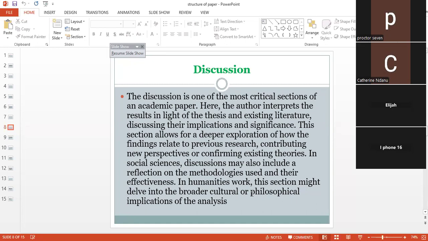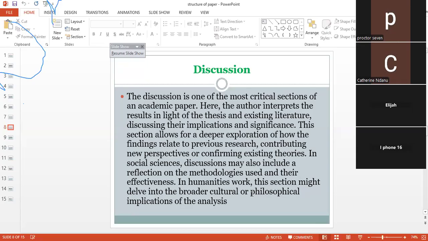It's a very critical section in an academic paper. The author interprets the results in the light of the problem statement. So you now interpret the results. You went out to analyze the effect of technology on the Gen Z generation. You now look at the results, and then you interpret them. You give us exactly those particular effects of technology on the Gen Z generation. So in this section, you interpret data in light of the problem statement.